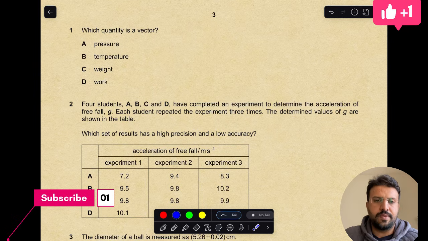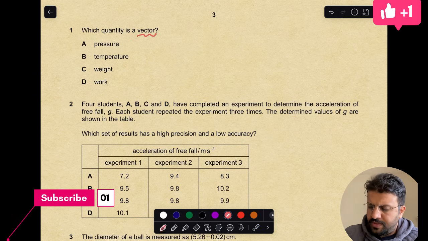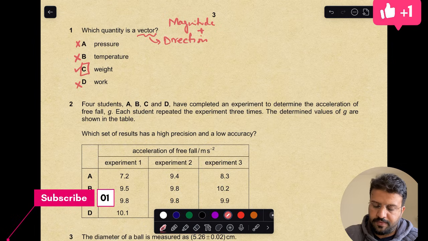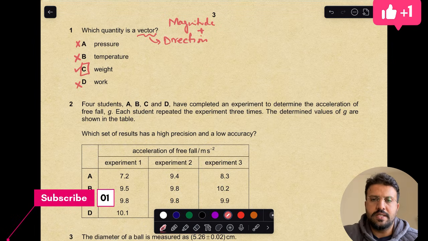In the first question, which quantity is a vector quantity? It's a pretty easy question. We know a vector quantity is a quantity that has direction. All physical quantities have magnitude, plus direction makes it a vector. Pressure will not have direction, temperature is scalar, weight is the vector quantity, and this one does not have direction either. So it's option C we have.